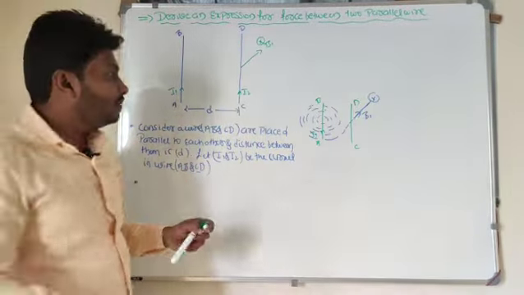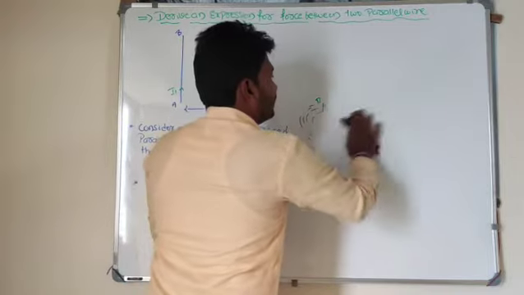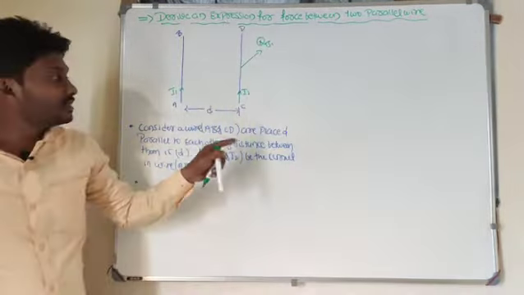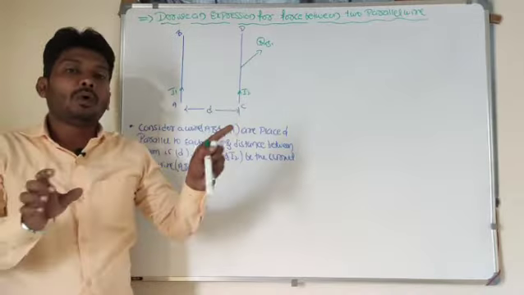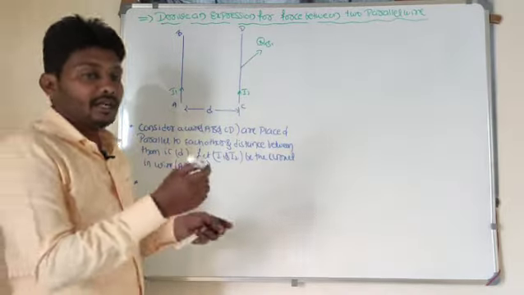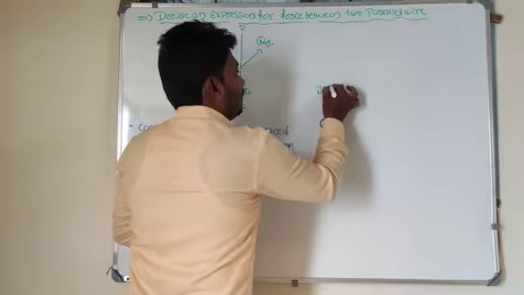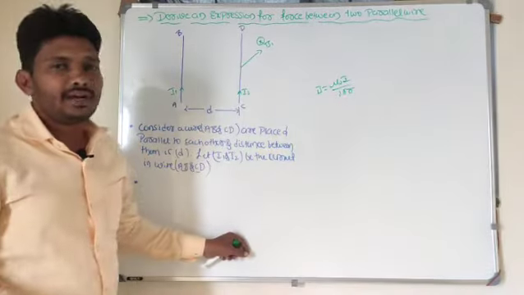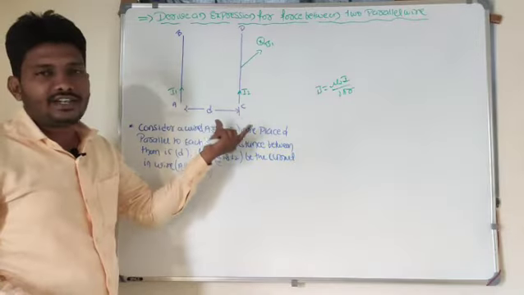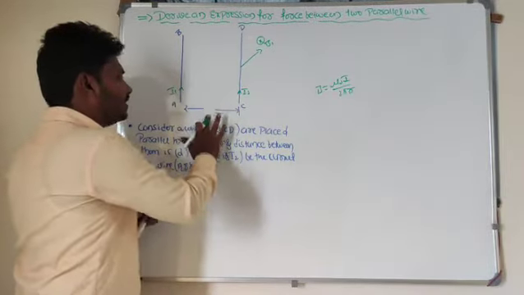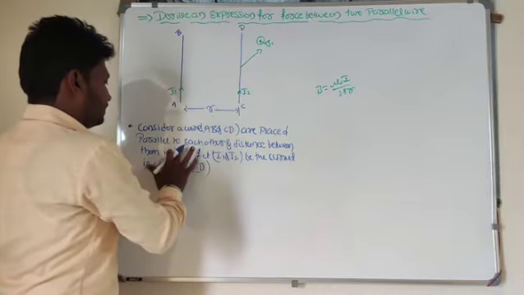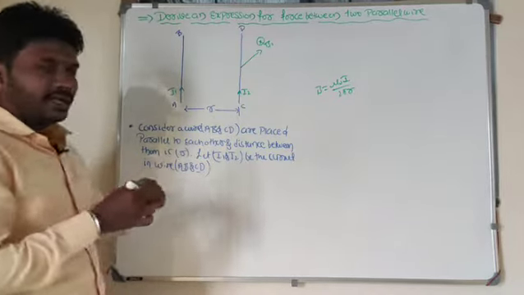Now, what will be the equation for this magnetic field B1? Treat this as an infinite straight wire. What is the equation for magnetic field in the case of an infinite straight wire? B is equal to mu naught into I divided by 2 pi, and the distance you can take as D, or you can take the distance as R.